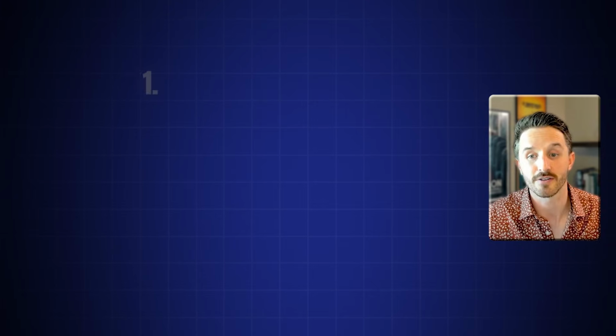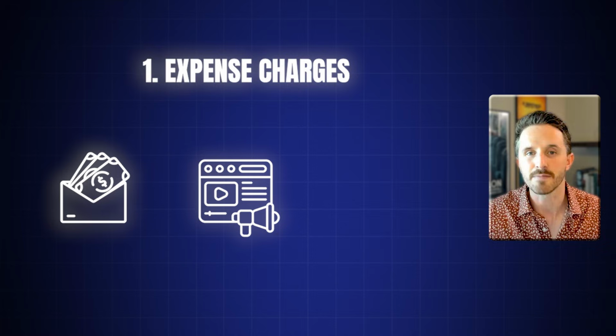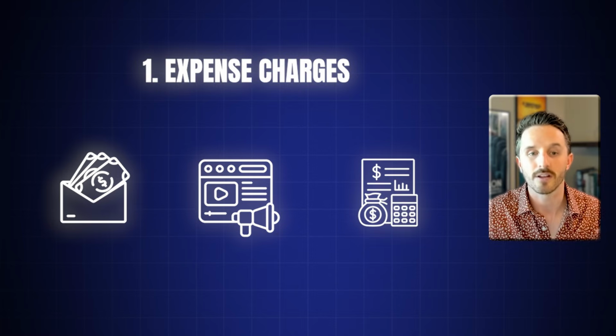Now, the first part of internal net charges is expense charges. This is like salaries. This is marketing. This is just keeping the lights on at the carrier, right? This is part of the cost of doing business.